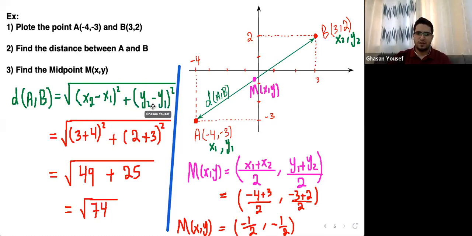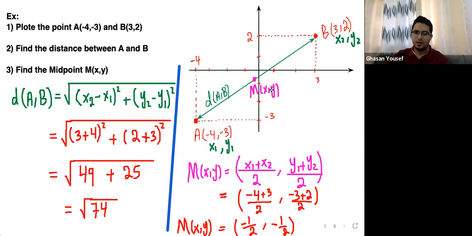Same thing for the other side. Y2 is 2, minus y1 which is -3, and the minus changes to positive 3. And we square both of the answers, both parentheses. So the first one I get 49, the second one I get 25, and I add both numbers, I get the square root of 74. This is the distance between point A and point B.